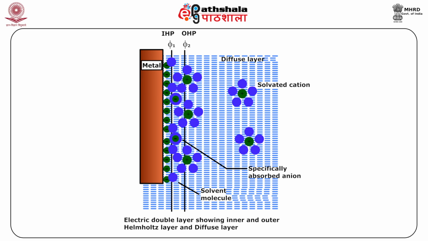Another successful model given by Graham distinguishes between the two planes of ions. It proposes the existence of the inner Helmholtz plane at a distance of closest approach of the centers of the chemisorbed anions to the metal surface. Beyond this plane, at a distance of closest approach of the centers of hydrated ions, lies the outer Helmholtz plane. The diffuse layer begins at the outer Helmholtz plane as shown in figure. This model satisfactorily explains the effects related to double layer. Figure shows the electrical double layer showing inner and outer Helmholtz plane.